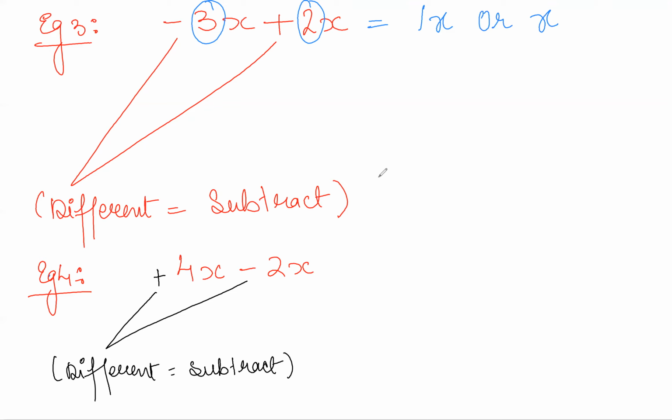So you subtract or remove 2 from 4 and you're left with 2. What is the common variable? That's x. So you write x here.